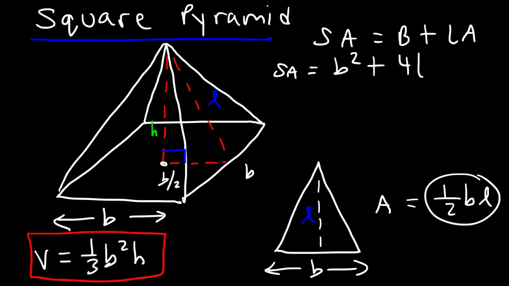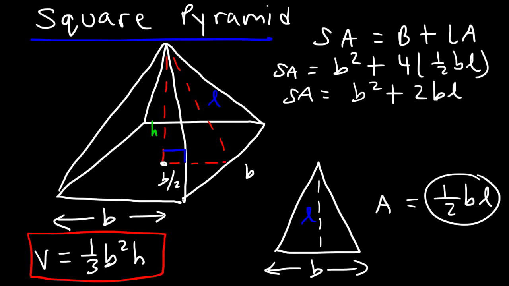So it's 4 times 1/2 BL. And 4 times 1/2, or 4 divided by 2, is 2. So this is the surface area of a square-based pyramid. It's b squared plus 2bl, where L is the slant height.